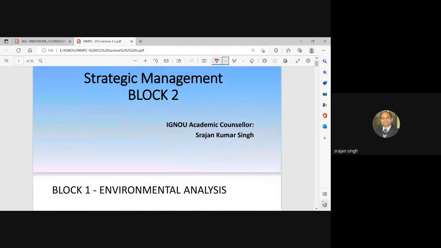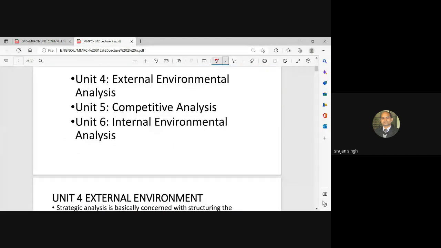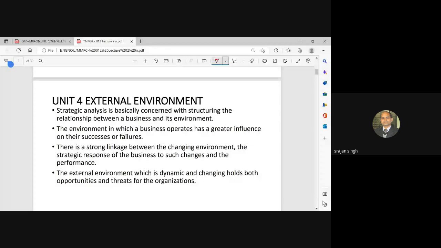In this block, this is Block 2. In this block, there are Unit 4, 5, and Unit 6. In Unit 6, we'll discuss internal environment analysis. So let's go straight away to Unit 4. First is external environment.